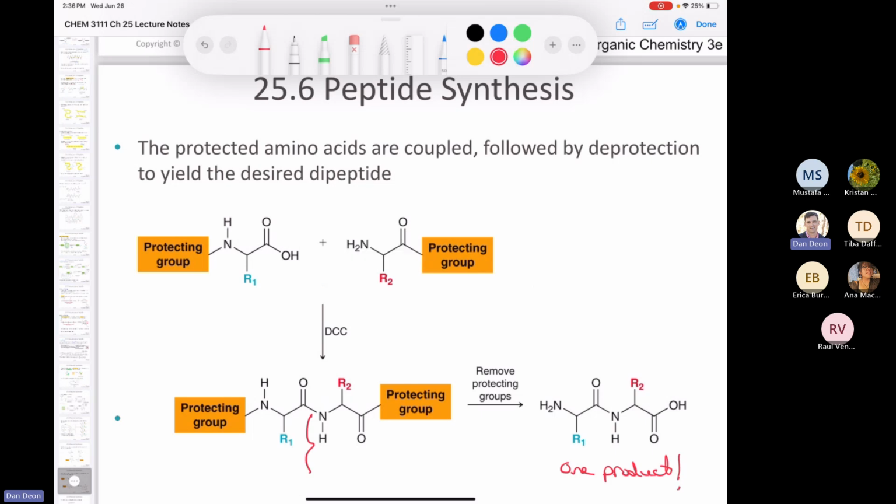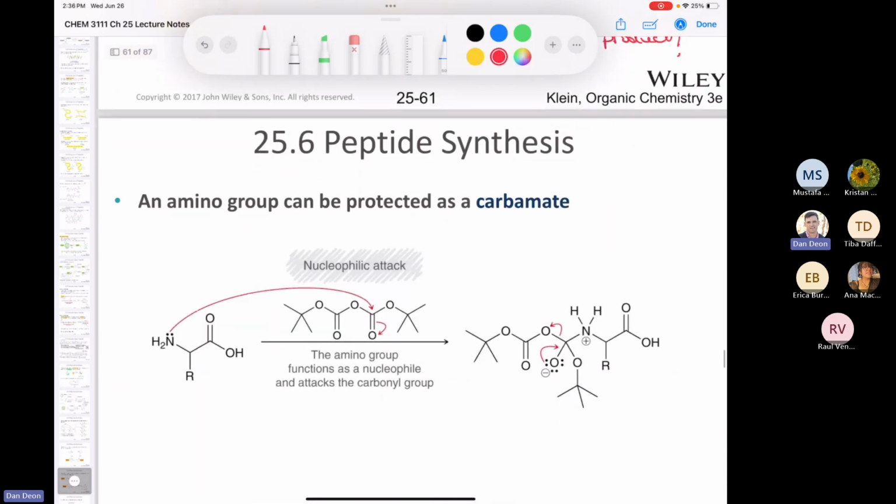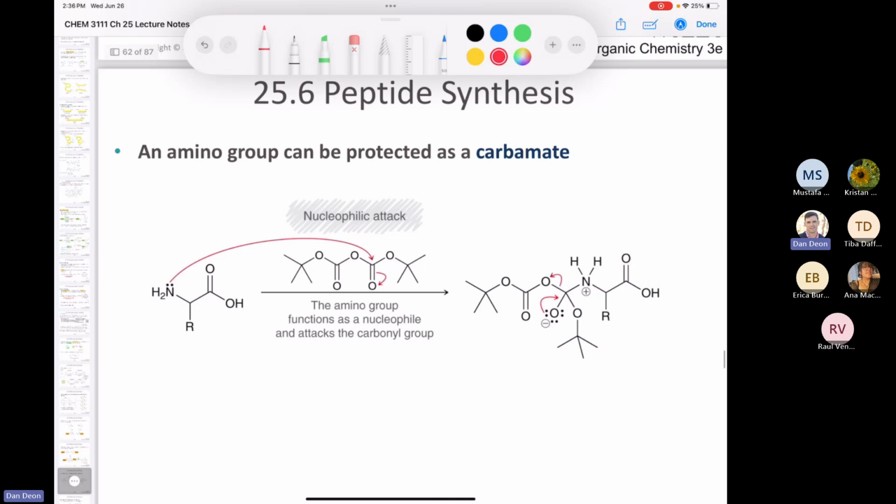So how would you protect the amino group? Well, the way you're going to do that is you're going to protect it as what's called a carbamate, okay? So a carbamate is this here. So let me just write up the structure of a carbamate. It would look like this. So this is the structure of a carbamate.